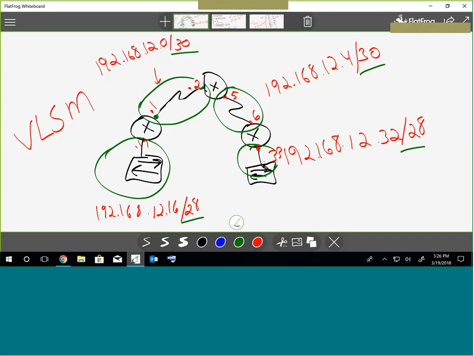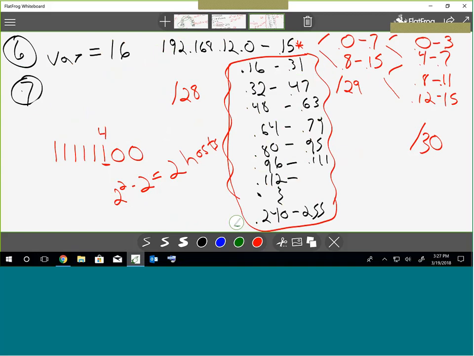Are there questions before I move on? Will you go back to the third slide? I'm looking at 3 slides across the top. Yes, sir, that one. All right, so my first address would be 12.0 through 12.15.